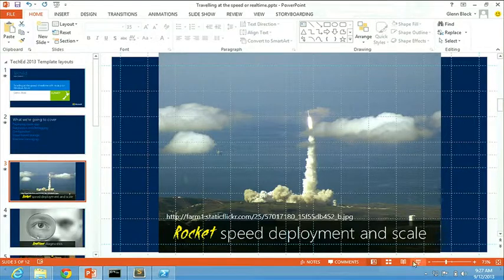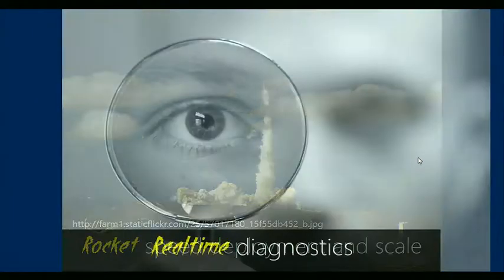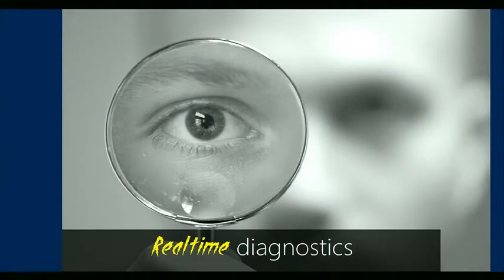All right, so that covers deployment. Now, what about real-time diagnostics? How do I know what's going on? What happens if my Node app fails due to an error or something like this? How do I get this kind of information?